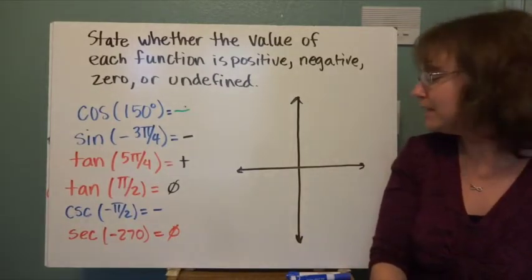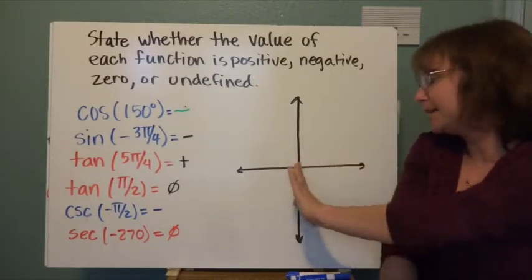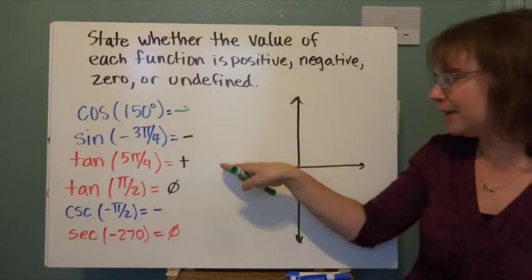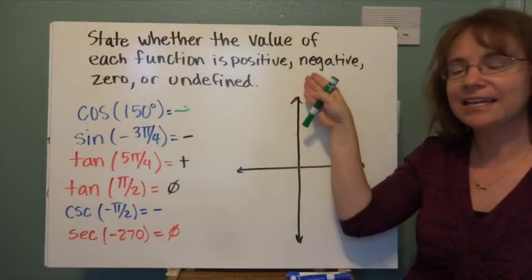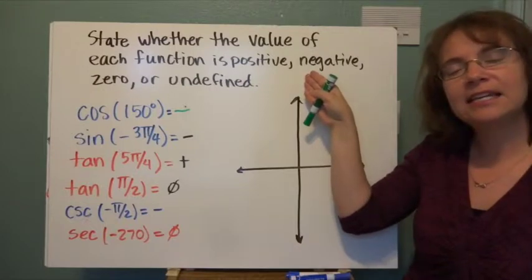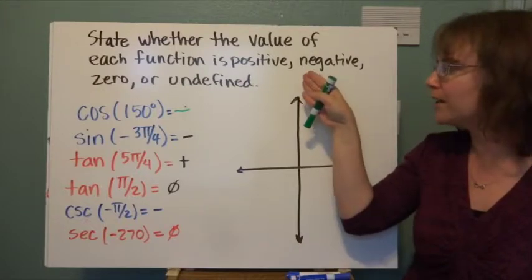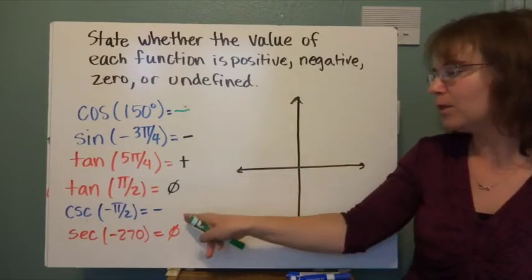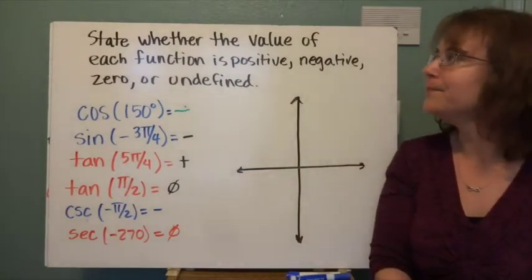Secant of negative 270. So I'm going to go clockwise all the way up here. So this is 180 plus another 90 is negative 270. That's up here. And secant is just 1 over cosine. Well, cosine is 0 up here. I'm not going either way. And so 1 over 0 is undefined.